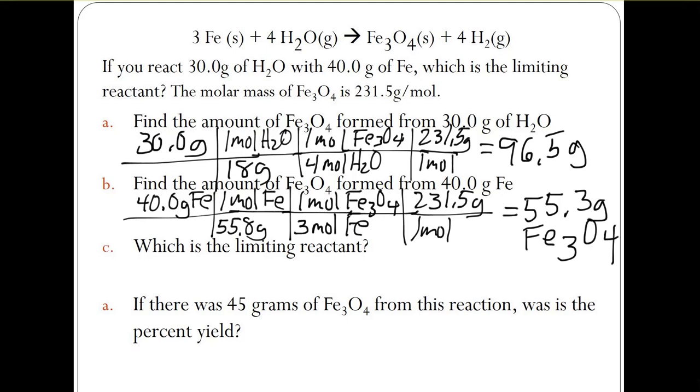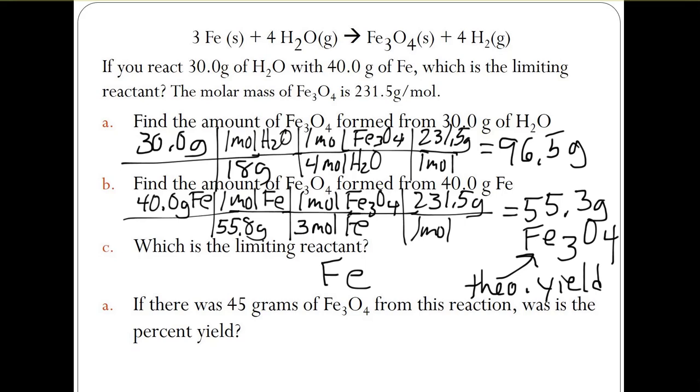So the limiting reactant is this one because it makes the least amount of product. So this is going to run out first before the water does. So my limiting reactant is iron. So let's find our percent yield. This right here is our theoretical yield. And remember, that is the yield that we determined through math, and we just did a whole bunch of math.